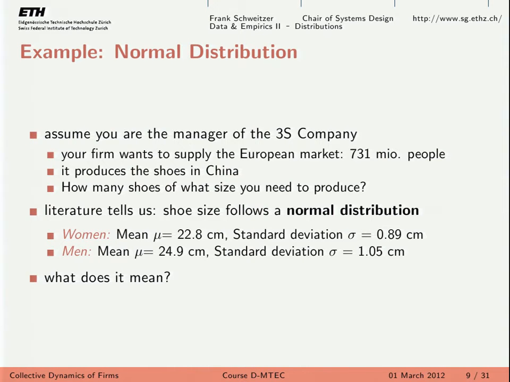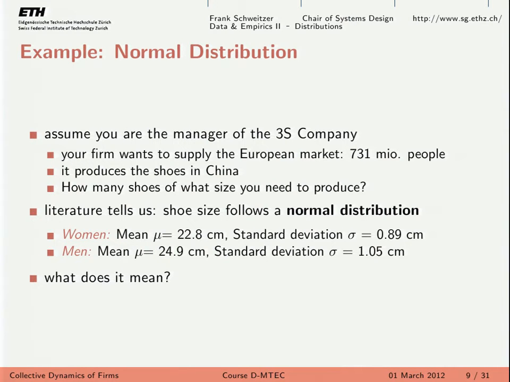So how can we know how many pairs of shoes of size 20 or 24 or 30 we have to produce? That's the question here. So then we go and do a little research on the literature. We found this paper from a Japanese website where people thought about what the shoe size distribution looks like, and we found that it's a normal distribution with the mean and the standard deviation, not the sigma square, but the sigma only, given by these values.